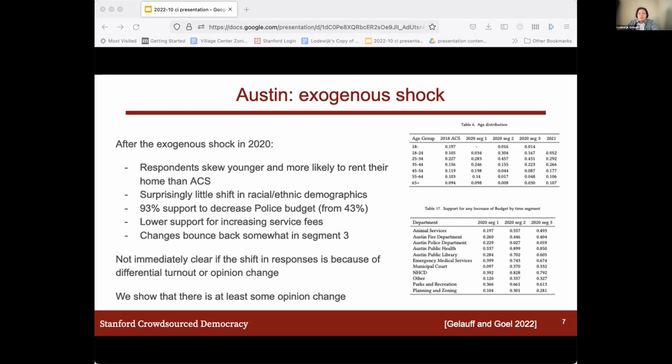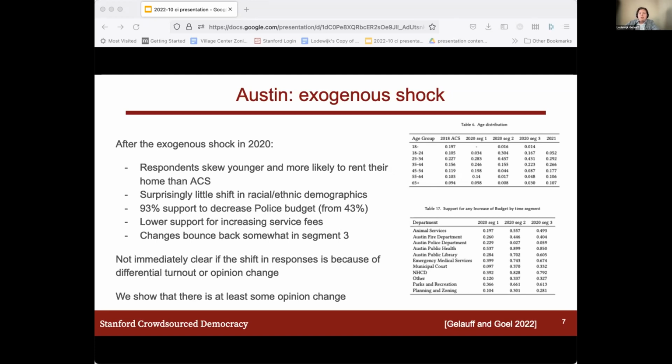What was very clear is the dramatic increase of support to reduce the funding for the police, which increased from 43% before the shock to 93% after the shock. And it was not just the amount of support to decrease it to any level, but it was also the extent to which people wanted to decrease that funding.